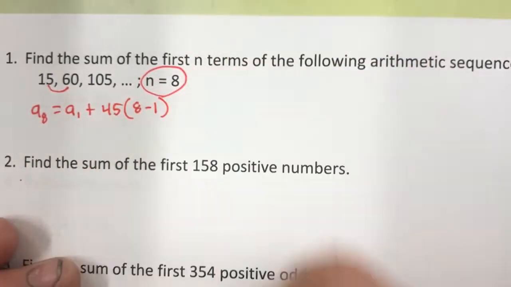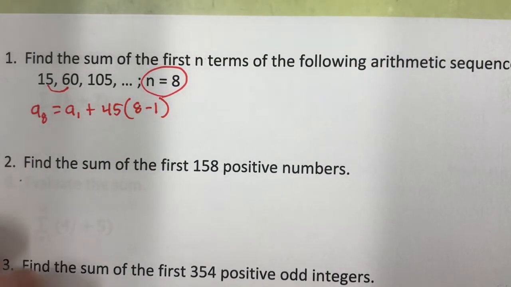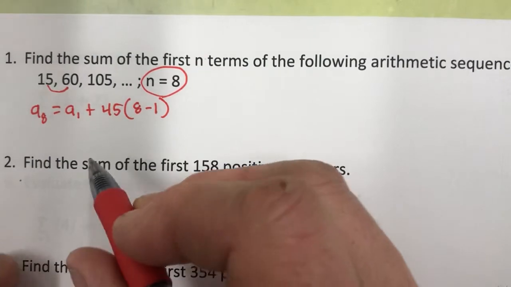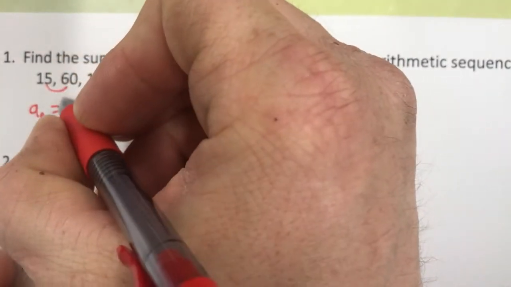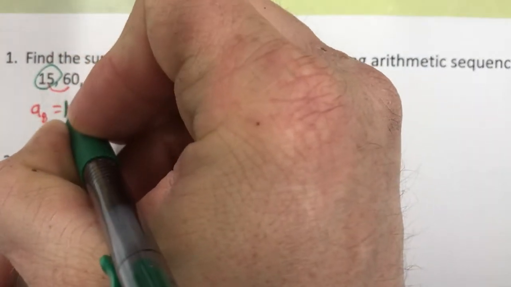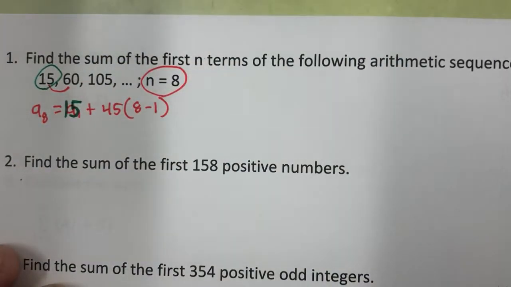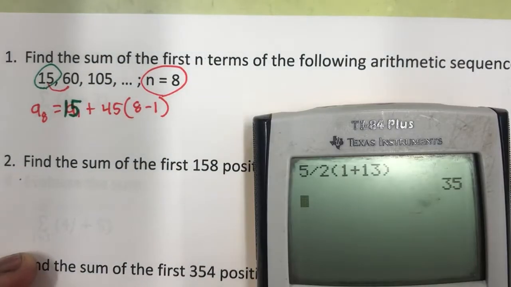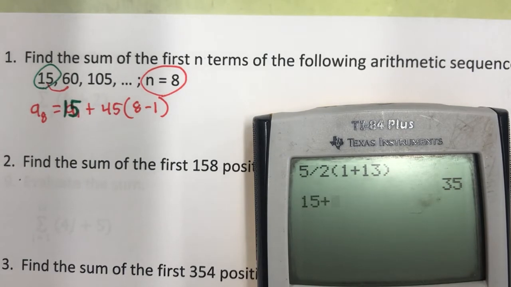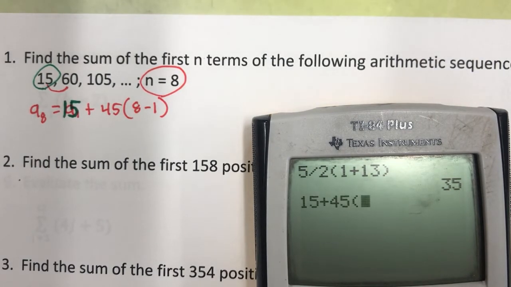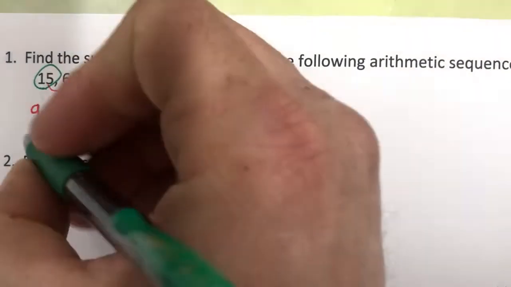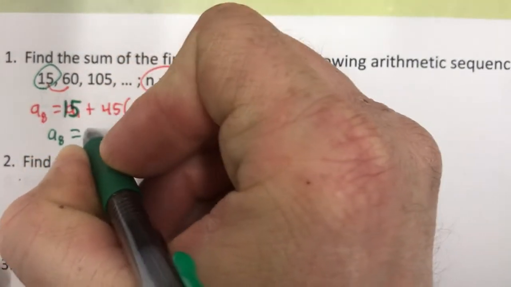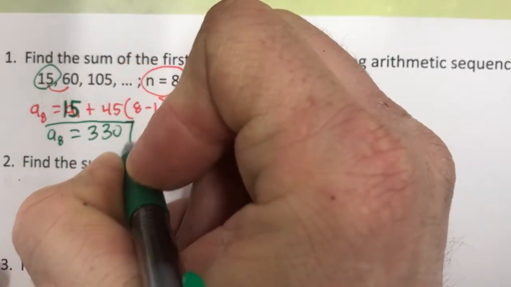This is the formula for sequences that we just did prior to this lesson. A sub 1 is 15 here. I didn't put the 15 in. My first term is 15, so this should be a 15 right here. Okay, so I can just type this in now. 15 plus 45 times 8 minus 1, which is 330. So the 8th term is 330.